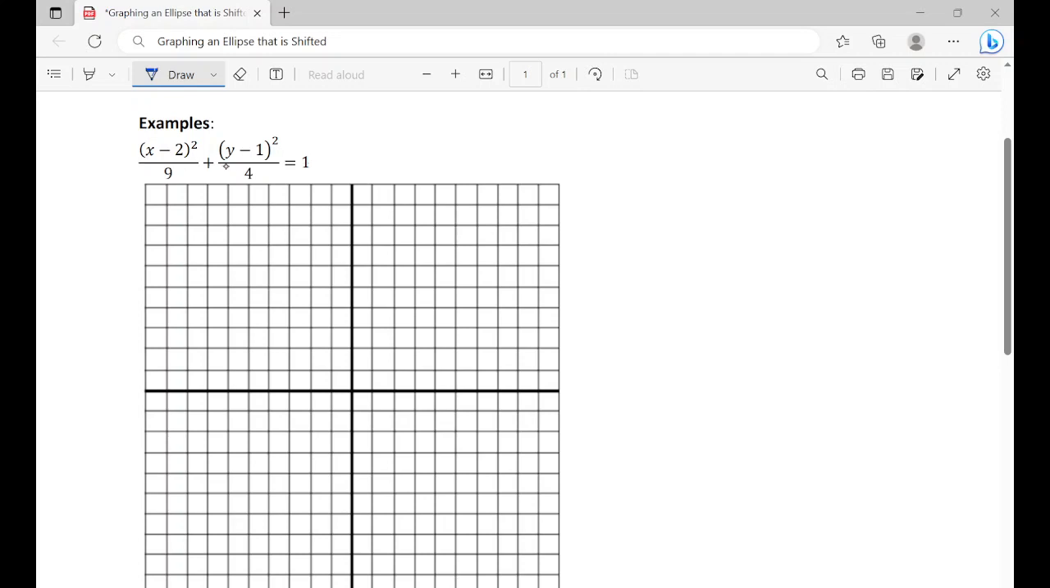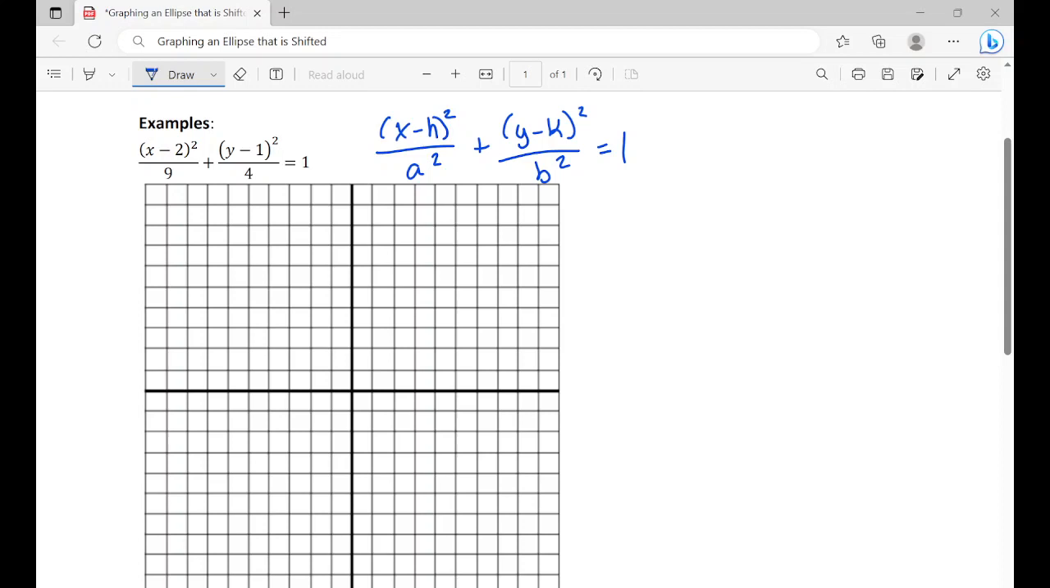Now this is the equation of a horizontal ellipse because the bigger number, 9, is under x, so it runs longer along the x-axis. And the basic form of a shifted ellipse is (x minus h) squared over a squared plus (y minus k) squared over b squared equals 1.